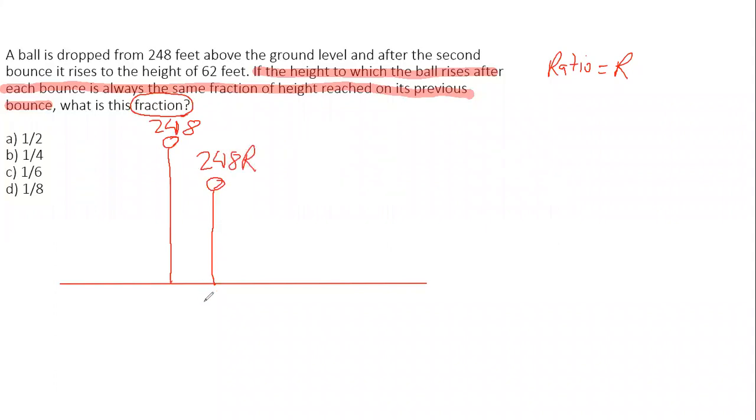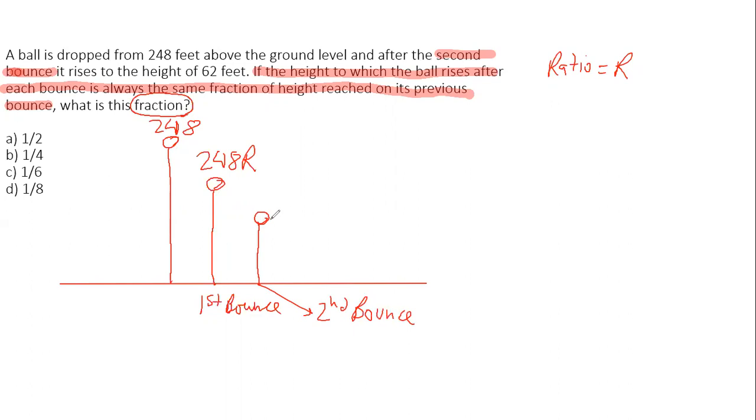Now be careful guys, this is actually the first bounce. First bounce. Now if you read the question carefully, they are saying after the second bounce, it rises to a height of 62 feet. So this is very important. After the second bounce, if you do not read this carefully, you'll make a mistake. Now after the second bounce, okay, so a ball dropped. First bounce, it reaches 248R. Now after the second bounce, do you realize it will reach somewhere here, let's say. Now this is the second bounce.